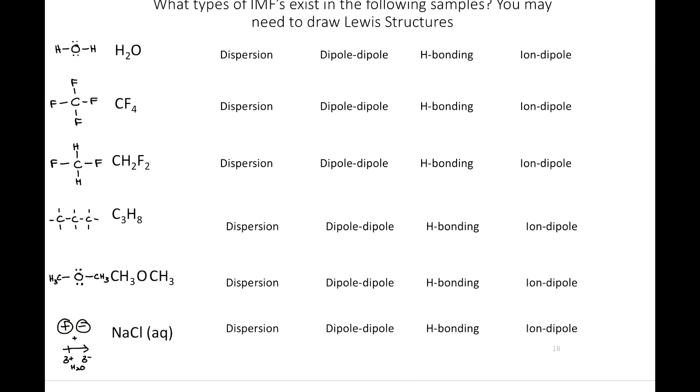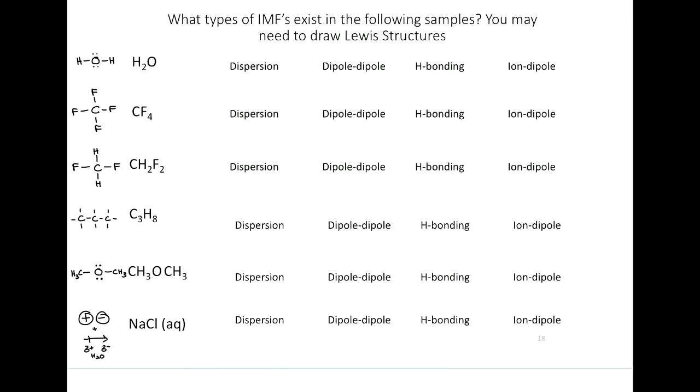Okay, so let's go through this list, and I have the Lewis structures drawn for you, and let's decide for each of these compounds what IMFs are present. So let's look at water. I have the Lewis structure for you. That'll be important. Does water have dispersion? Yes or no? Yes, because everything has dispersion. All right, next, does water have dipole-dipole? Yes. What question in your brain are you asking yourself with dipole-dipole? Is it polar? Yes, so it is.